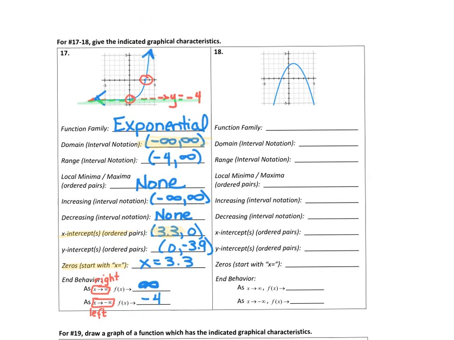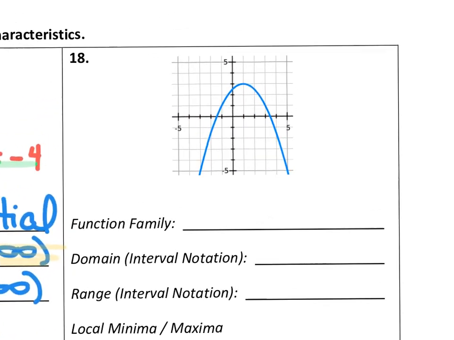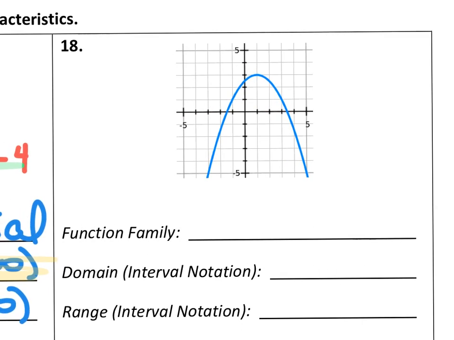Now, on your test, the question that has the graphical characteristics will be more like this: either a quadratic graph or an absolute value function or a linear function, one of the more basic functions that doesn't have an asymptote. So this function family, because it's U-shaped, remember that the U-shaped graphs are going to be the quadratic functions, so this is quadratic.